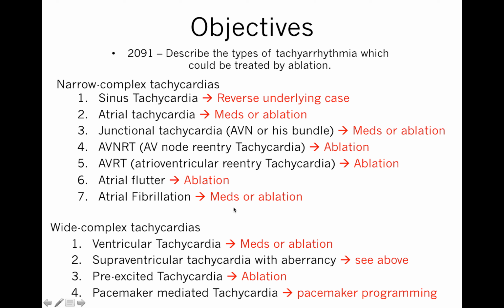Atrial fibrillation is harder to ablate than atrial flutter, with success rates not as high, so we treat it with either medications or ablation. For wide complex tachycardia, ventricular tachycardia could be also treated with medications or ablation. We've discussed SVT treatment already above. Pre-excited tachycardias could be treated with ablation where we target the accessory pathway, and pacemaker-mediated tachycardia could be treated with pacemaker programming.